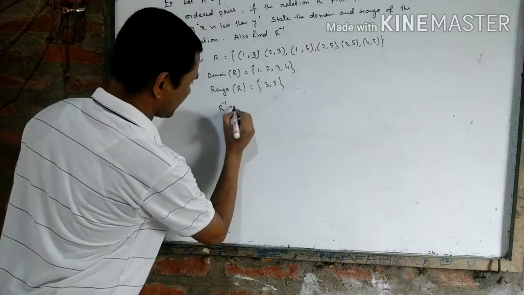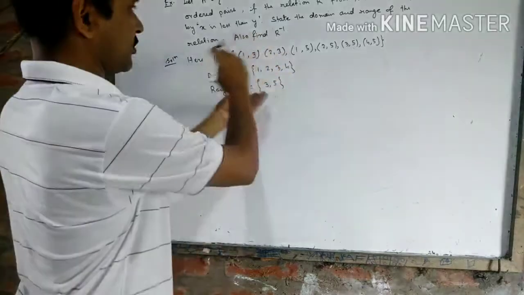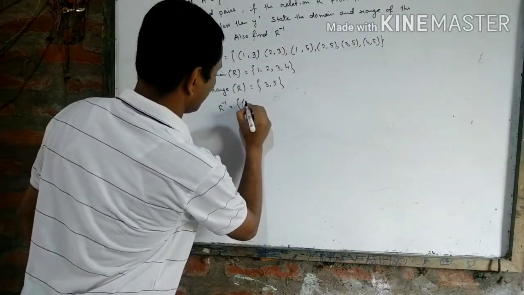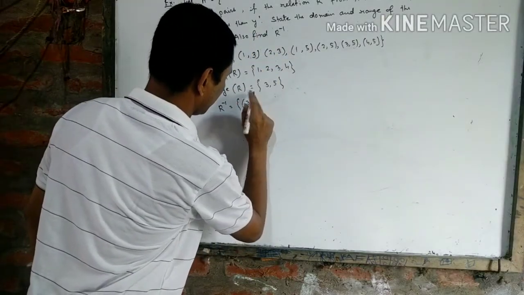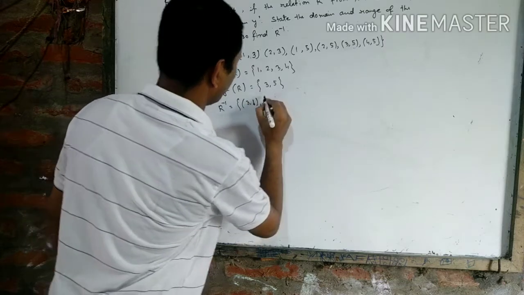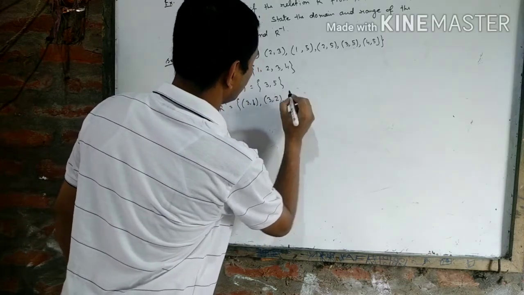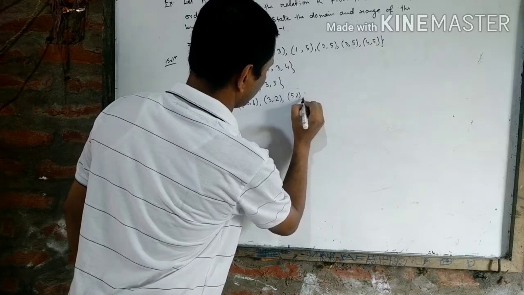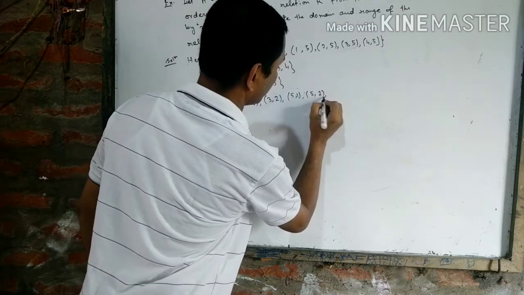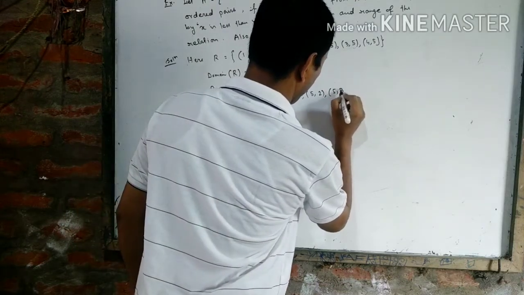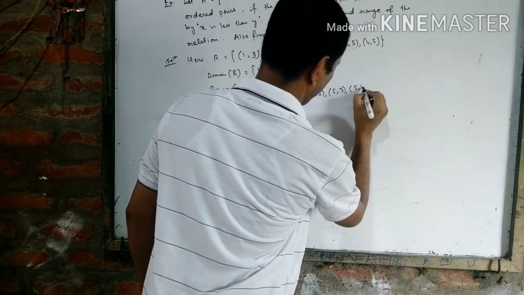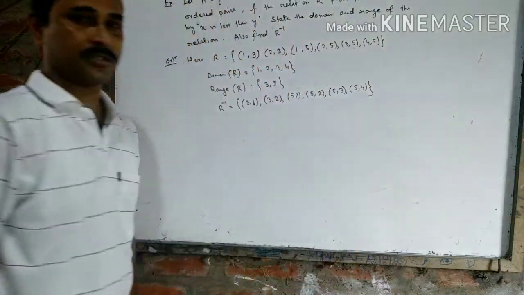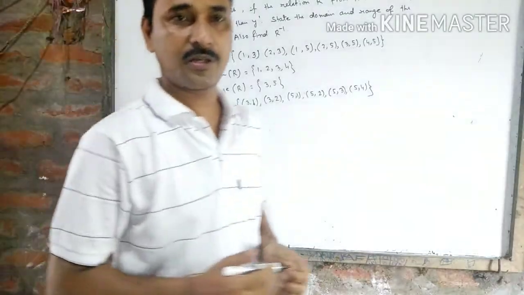Then you are to find R inverse. How to find R inverse? You are to interchange the first component and second component. So (1,3) will be (3,1), then (3,2), then (5,1), then (5,2), then (5,3). So this is our R inverse. This is the inverse relation. Alright?